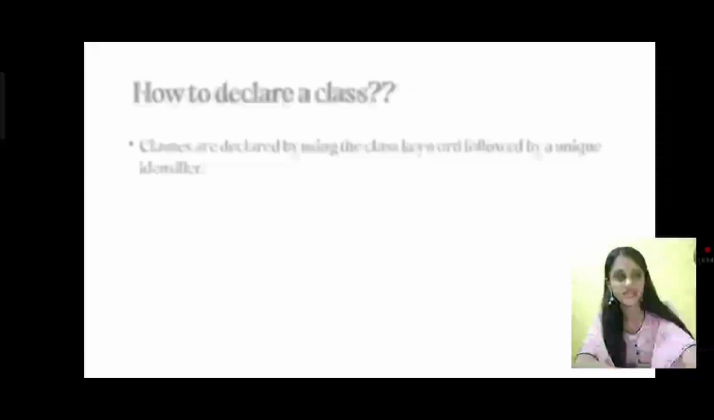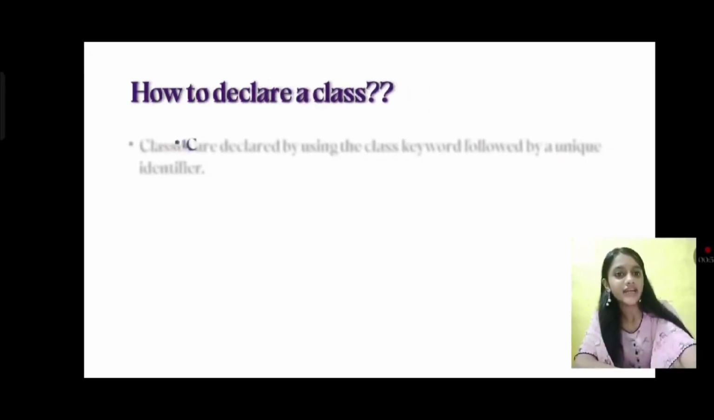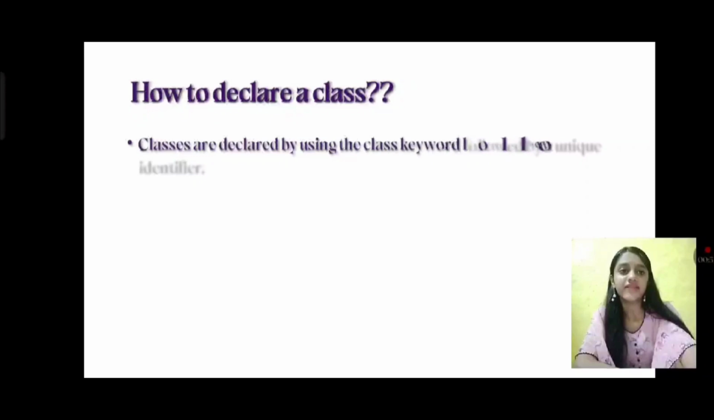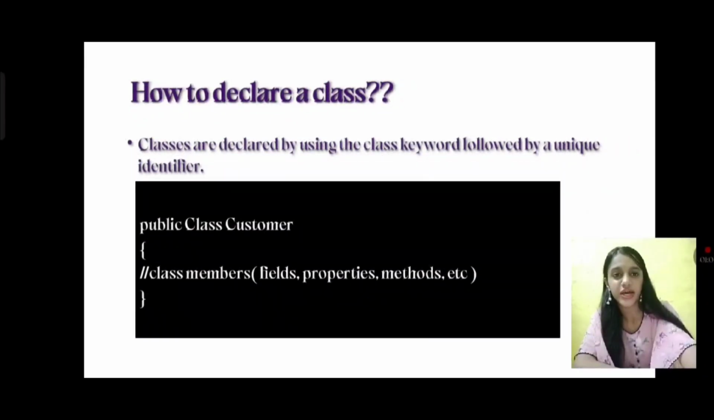How to declare a class? Classes are declared by using the class keyword followed by a unique identifier. As you can see in this picture, public class Customer with open and close curly braces. Public is the access specifier and class is the keyword followed by Customer. Customer is a unique identifier. In a program, you can have only one class with a given name. You cannot repeat the class name, like you cannot have one more class named Customer.